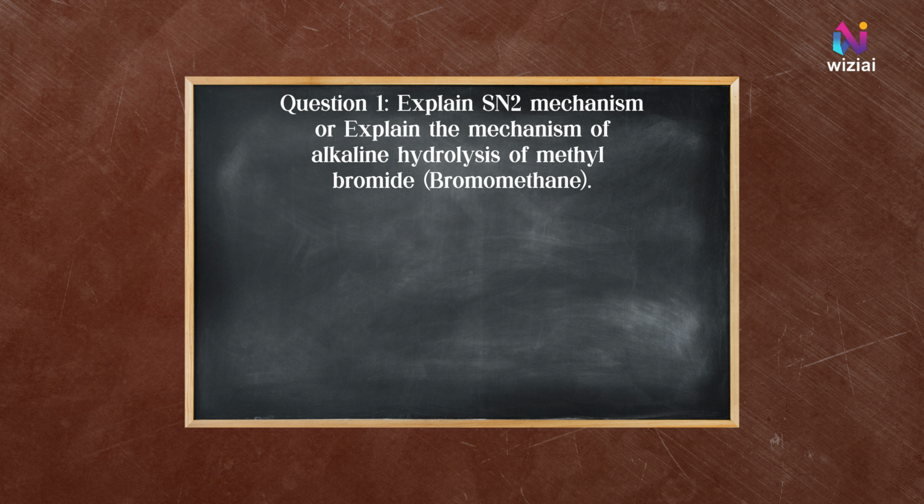Explain the SN2 mechanism, or more specifically, the mechanism of alkaline hydrolysis of methyl bromide, also called bromomethane. And this is an ideal example because it highlights the features of the SN2 pathway very clearly. Before going deeper, let us break down the meaning of SN2.